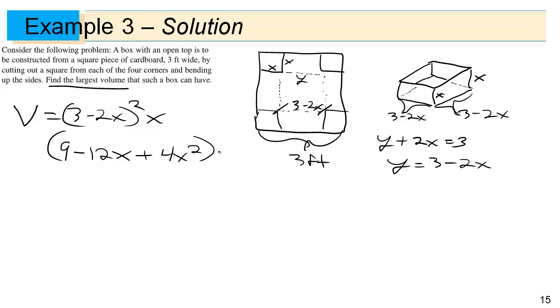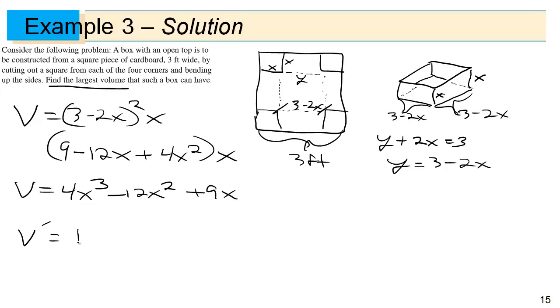All of this times x. So now my volume is going to be 4x cubed minus 12x squared plus 9x, right? All I did was distribute the x and then write it in descending order so it looks more like a standard polynomial that we're used to. Okay, so this is my volume. If I want to maximize it, take its derivative, 12x squared minus 24x plus 9, set that equal to 0 and solve.